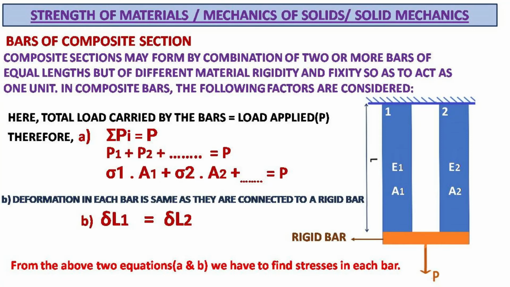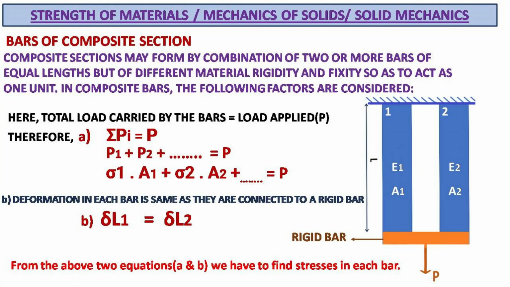Equation 1 comes by assuming the bar on which the load is applied is a rigid bar and its self-weight is neglected. By this assumption we can say that the total load applied on the composite bar is equal to the sum of load carried by both bars separately, which gives total load applied, P, equals P1 plus P2. A rigid bar is defined as a bar with no deformation, whatever may be the load applied.